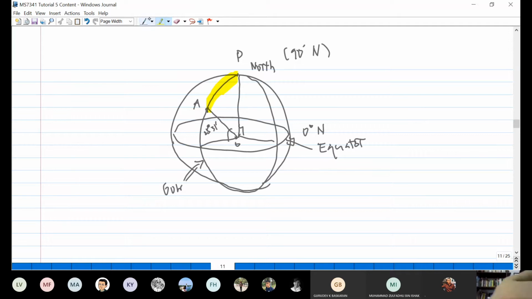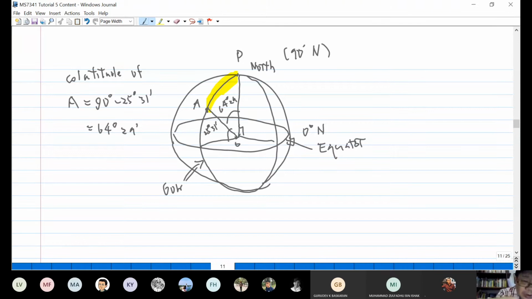So this co-latitude of A is just 90 degrees minus 25 degrees 31 minutes. It's the co-latitude of A, right? So this distance I highlight to you is actually 64 degrees 29 minutes. The distance measured in degrees means that this angle here is 64 degrees 29 minutes, and this is the co-latitude of A. All the measurement is in degrees and minutes now. This is how you understand the distance between 2 points on the Earth. You just use the angle measure. So this is called co-latitude here.